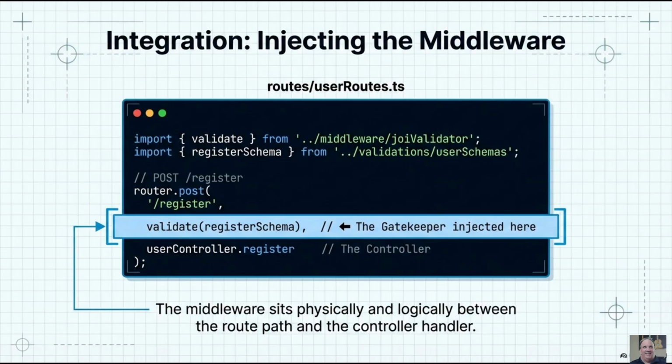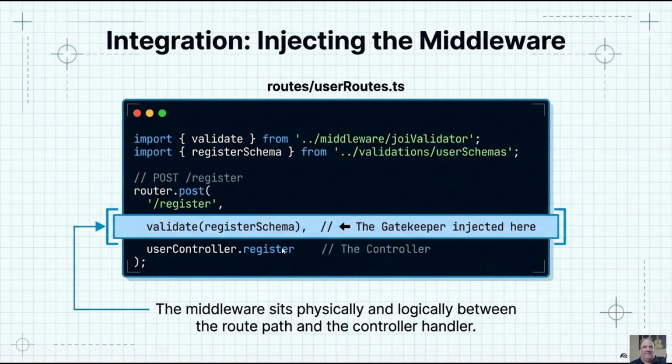Integrating, injecting the middleware. All right, let's see how it comes together in the actual code. This is a little snippet of the user routes file. At the top, we import two things: the validate function from our middleware file and the register schema from our schema definitions. Then look at the route definition, router.post, /register. Then we have validate(registerSchema), okay? Then we have userController.register, right?